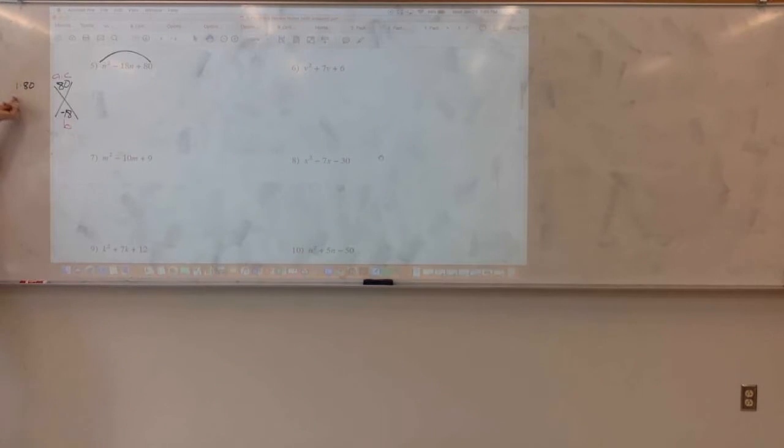Right? So obviously we have 1 times 80. There's no way to add or subtract those to get negative 18. And 2 times 40, still nothing. Right? 3 does not go into 80. 4 does. We would have 4 times 20. Still 4 plus 20, or 20 minus 4, there's nothing.